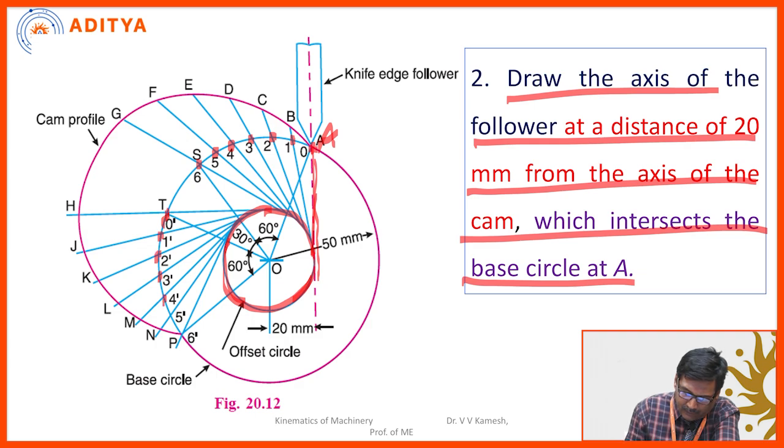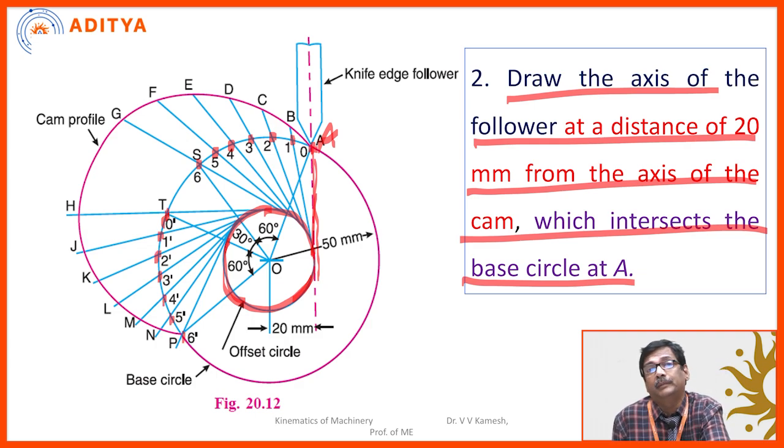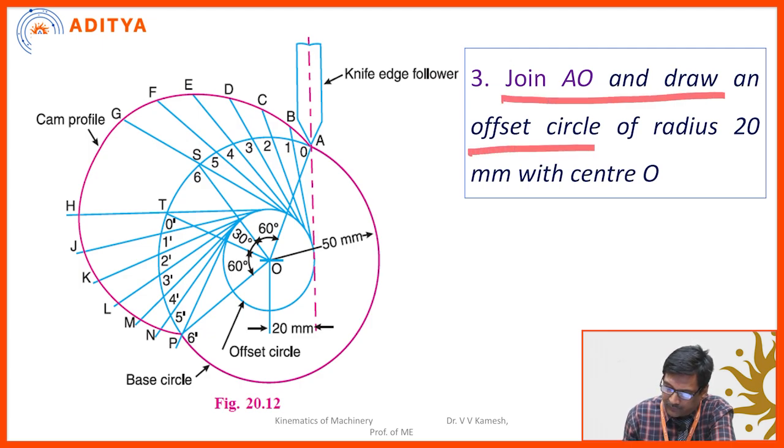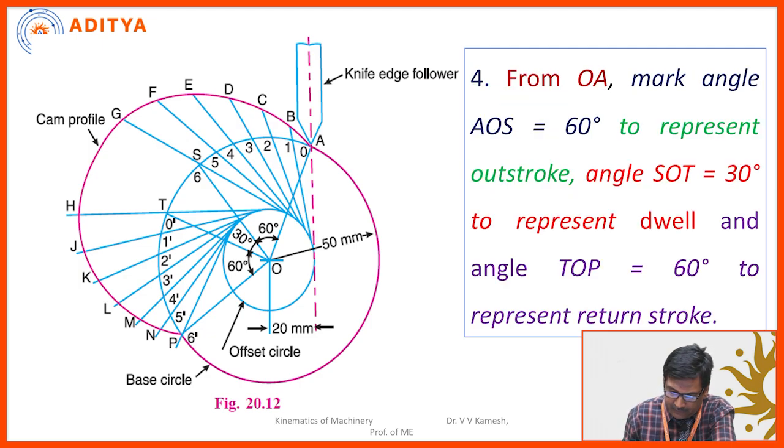Okay, of course, but the lines will be different now, right? How to get the lines? Because it is being offset. Join AO and draw an offset circle. Okay, this is already completed.